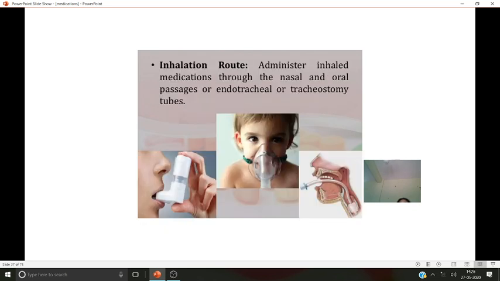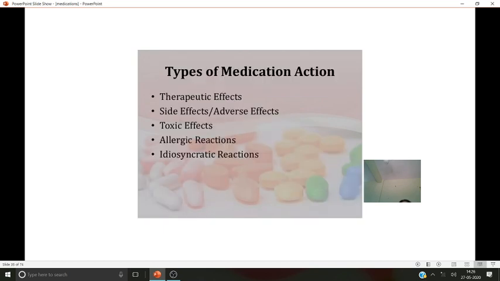Then coming to the inhalation route. In the inhalation route of administration, drugs are given as inhaled medications through the nasal or oral passages or endotracheal or tracheostomy tubes. Here you can see a child with a mask through which the inhalation happens, and also the nebulizer. Here is an asthma patient inhaling the drug with an inhaler, and here the tube which is inserted is the endotracheal tube, or sometimes a tracheostomy. So these are the routes of drugs which are available: external route, parenteral route or topical route, we can give the drugs.